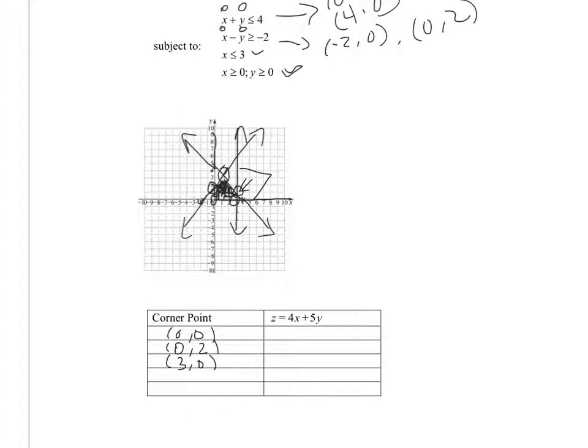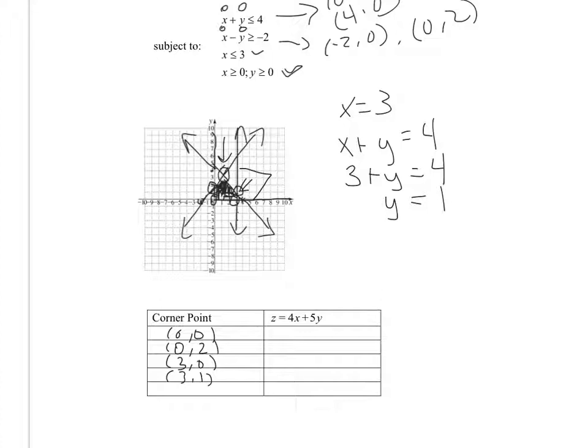So since x was equal to 3, I'm going to have to take that and plug it into my x plus y equals 4, and I'm going to plug in x equals 3. So if 3 plus y equals 4, y has to equal 1. So that means I have a corner at 3, 1. So I have 3, 0 and 3, 1.